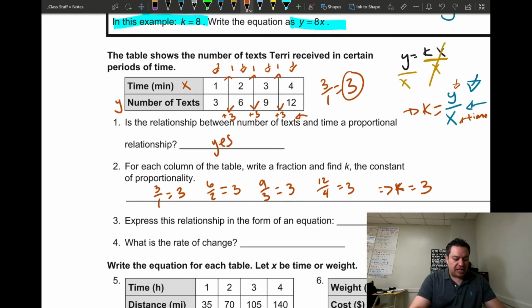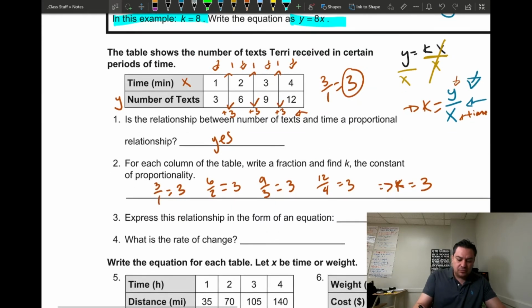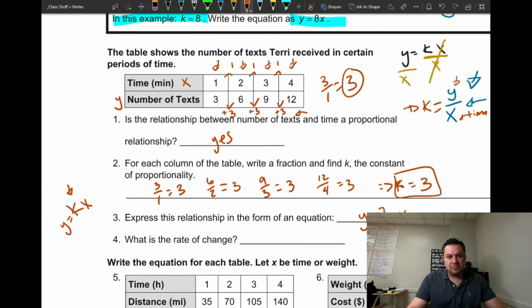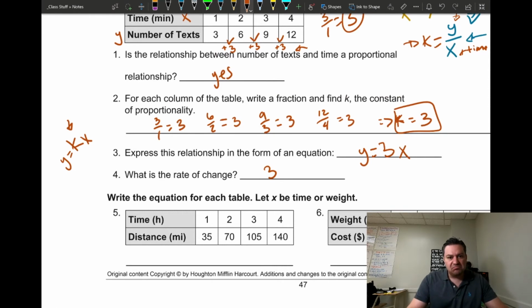Now it says number 3, express this relationship in the form of an equation. We're gonna be using this original equation right there. So the original equation is y equals kx, and all we have to do is replace the k value, which we found right there. So all you have to do is write y equals, and instead of k, you're gonna put in that number, which is 3, and then x, and that's it. Now, what is the rate of change? Well, it's the 3. Nothing else to it.